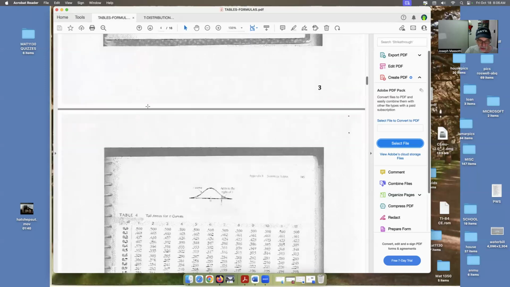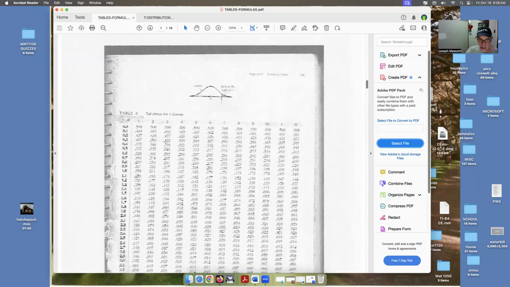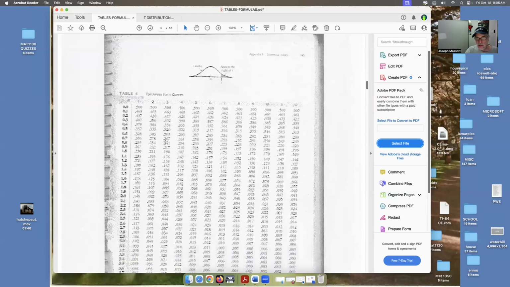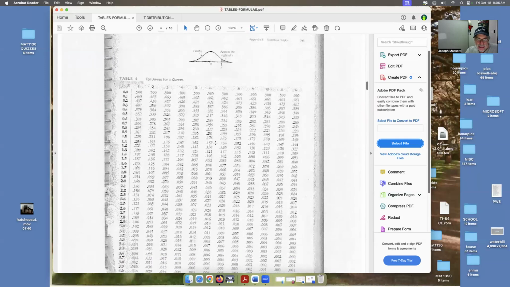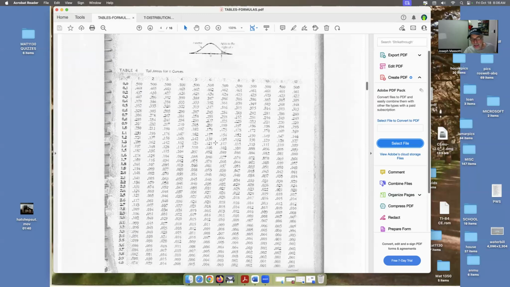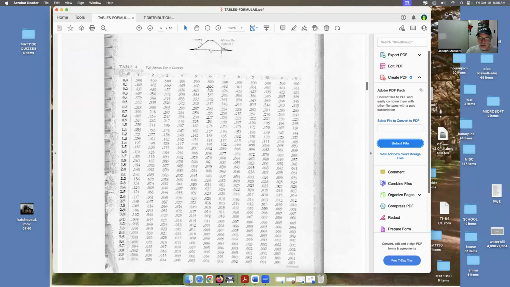So we haven't used these next few pages yet. This is what we're going to be introducing when we start talking about hypothesis tests. So these are t-tables, and we're going to use them very similarly to how we use the standard normal table to find probabilities once we establish areas under this curve.